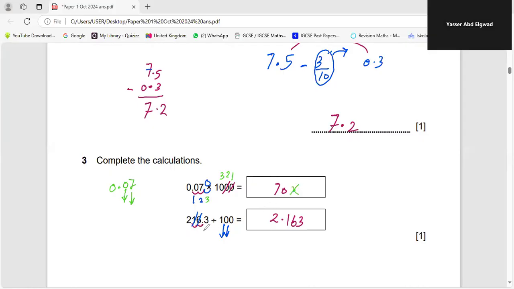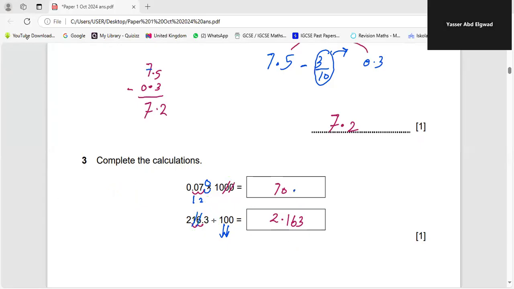The next question, when we divide by 100, we move to the left according to the zeros. Here is 1, 2. I move to the left, because when we divide, the number decreases. Here 2, 1, 6.3. Move 1, 2 digits, and here is gonna be the next one.